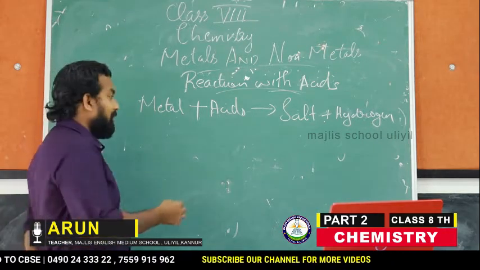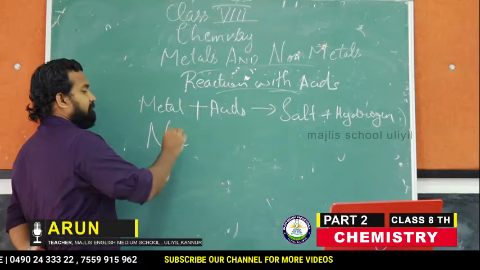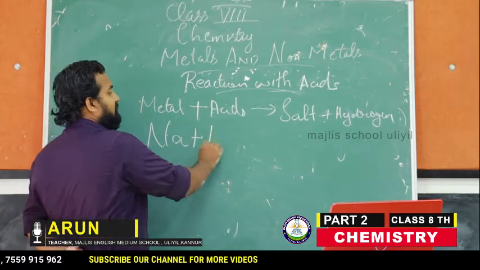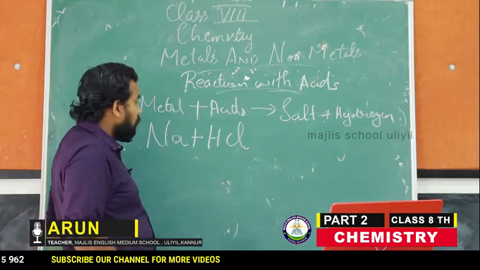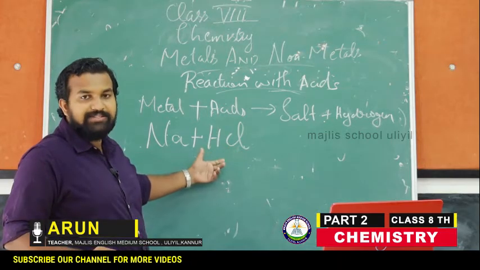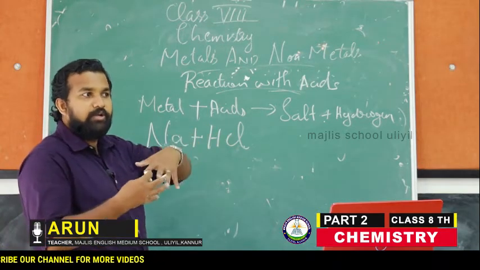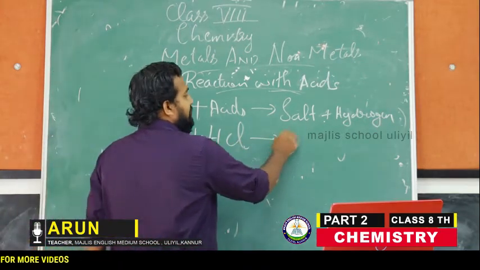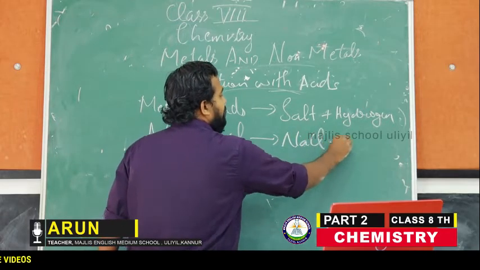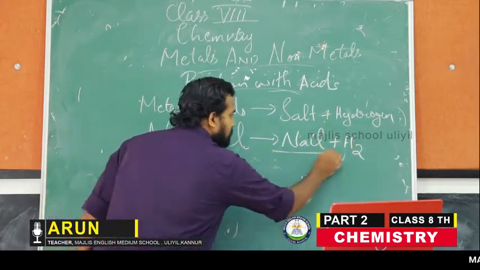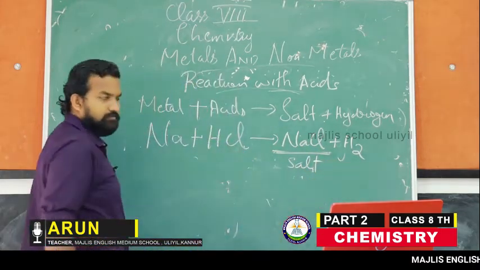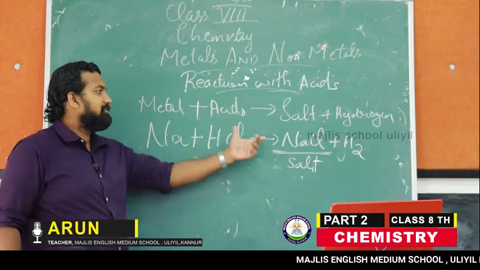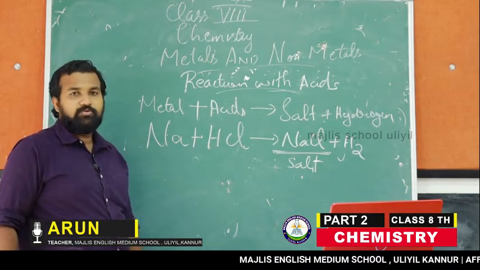So how it is formed, I'll explain it. Metal sodium, this is a highly reactive metal, plus acid, hydrochloric acid, HCl. Cl means chlorine, H means hydrogen. When it is combined with chlorine, it will form hydrochloric acid. Sodium reacting with acid, we will get sodium chloride plus hydrogen gas. Very important, this sodium chloride is salt. Clear? So sodium reacting with hydrochloric acid will form sodium chloride plus H2 gas.